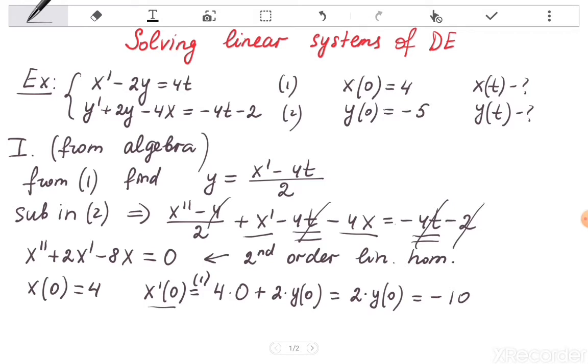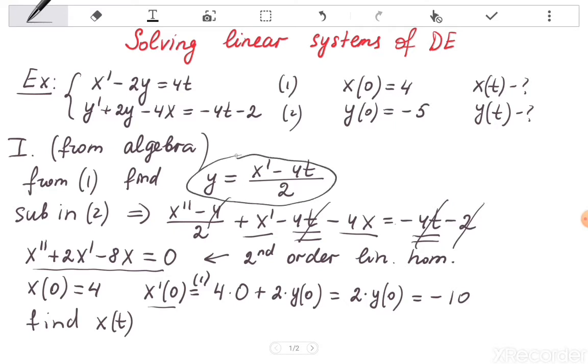And now solving this initial value problem with this equation here, we can find x of t. And now using this thing here, substituting x of t into, let's say, 3, then from 3 we can find y of t. And that's it. The system is solved.